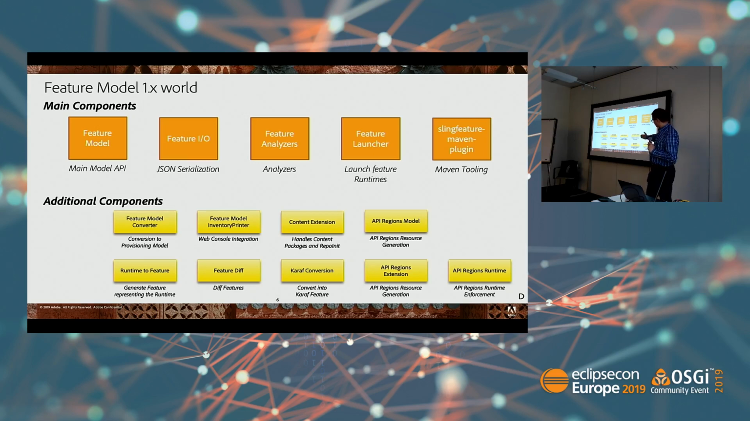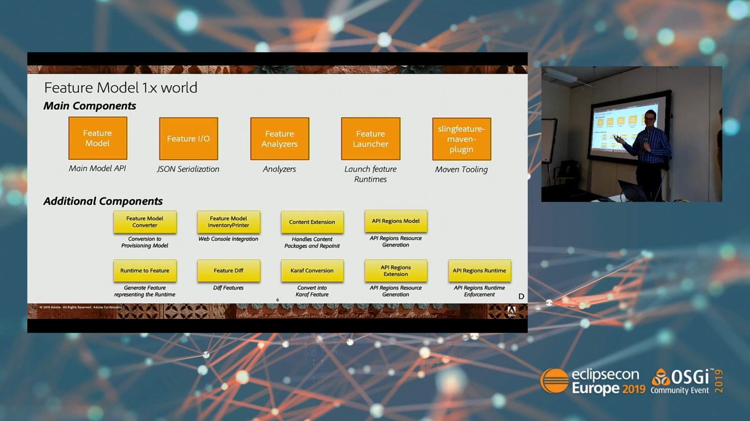There's also a Karaf converter, one of the other tools, where you basically convert your feature into a Karaf feature. And then there's some components around this API region stuff that I mentioned earlier. If you have an extensible platform that you give to your users, but you don't want your users to use all of the internal APIs that you might be using yourself.